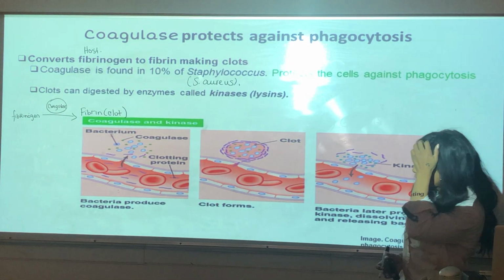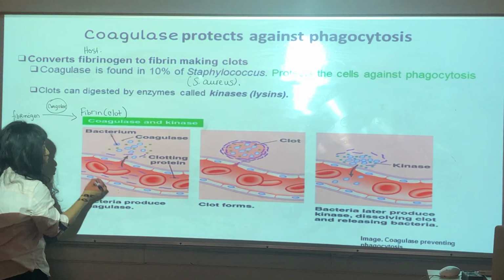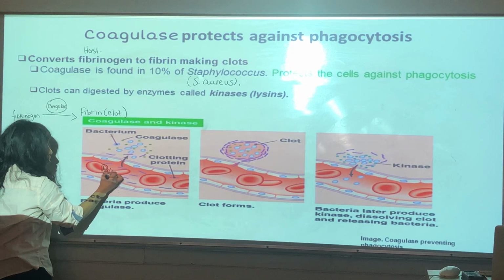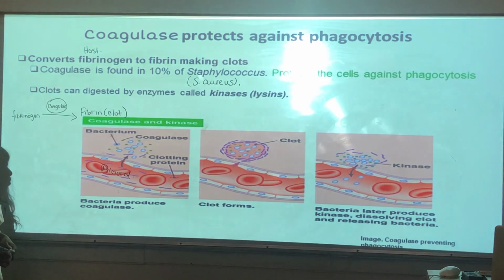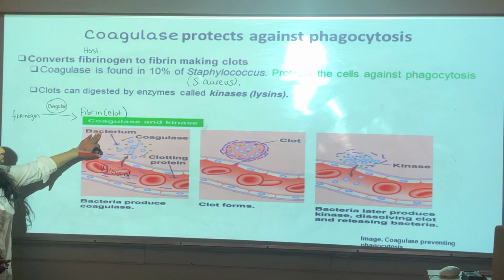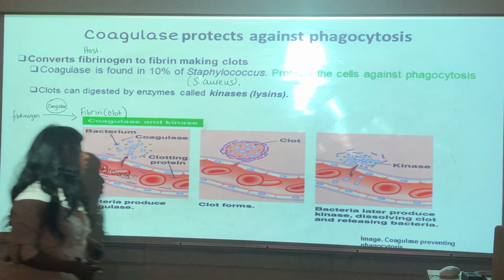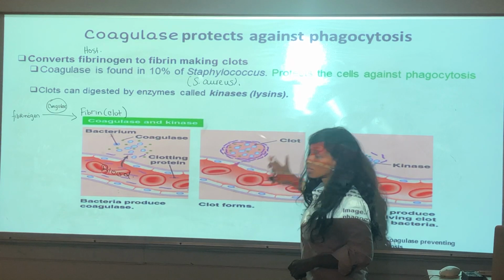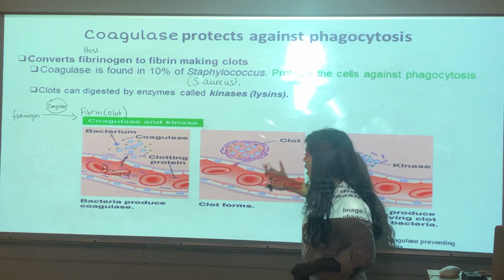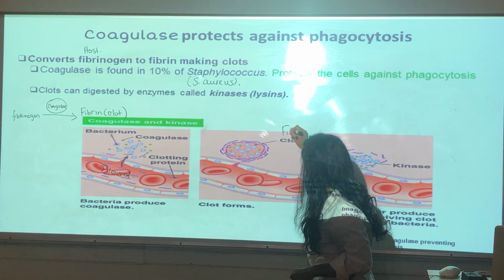All right, so here we have it. The fibrinogen is part of the blood. So this is going to be the blood, right? The clotting factors are part of the host blood elements. The bacterium will extract these clotting proteins that are inside of the blood, and what the bacteria will do is surround themselves with this clot. They will convert fibrinogen to fibrin, and they will make this clot to protect them.